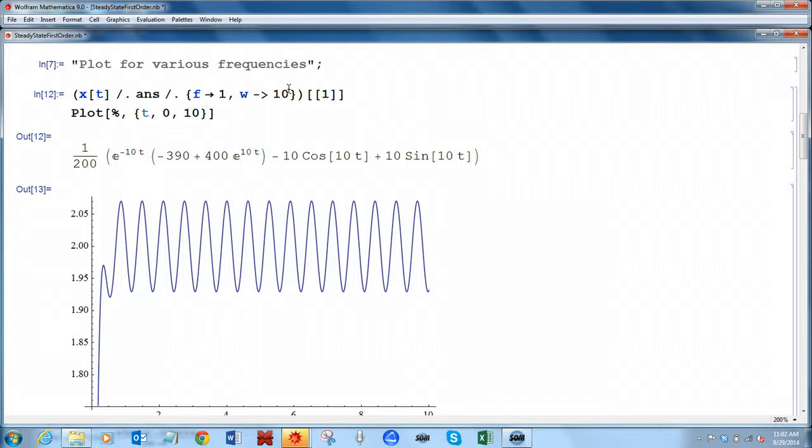What's the peak to peak now? Looks like about 2.07 maybe, down to 1.9. I don't know, but it did get smaller. It did, didn't it? Okay.